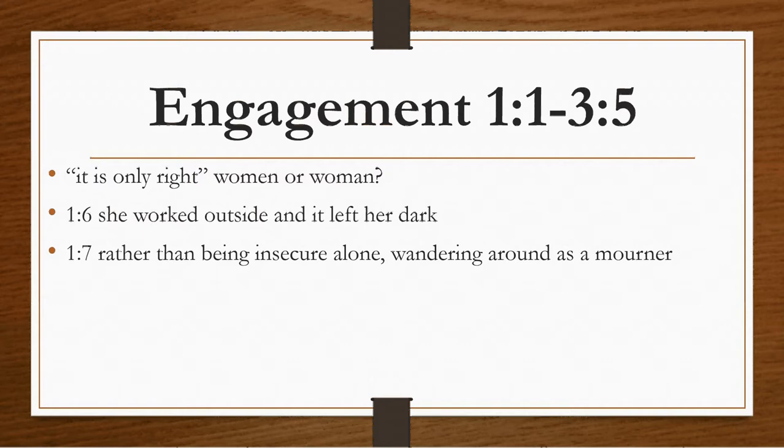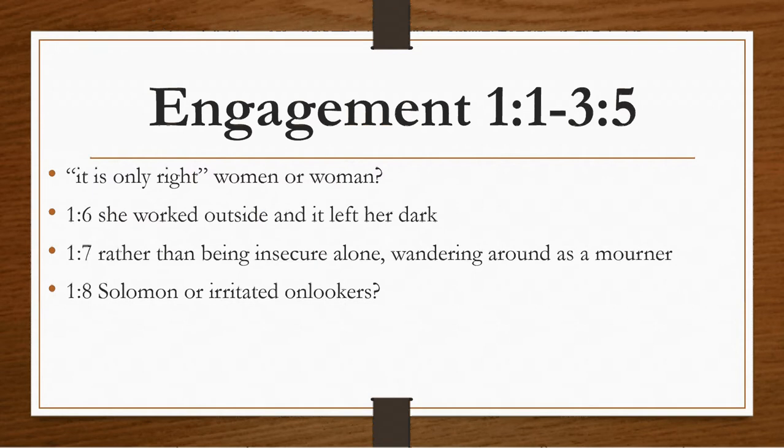Then in verse 7 it says, "Tell me, you whom I love, where do you pasture your sheep?" So rather than being insecure alone, wandering around as a mourner, she decides to go to her lover. Because when you separate two young lovers, what do they do? They pine after each other, right? So rather than being that insecure alone little girl, wandering around mourning for her lost lover, "Oh, if only I could be with him," you know how young people are, she decides to go find this guy, Solomon. And that takes us to verse 8.